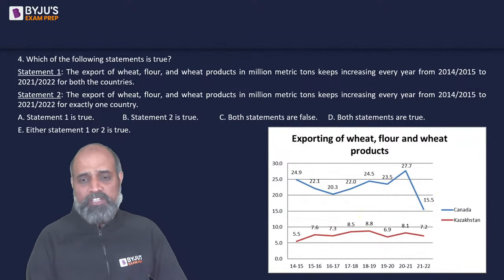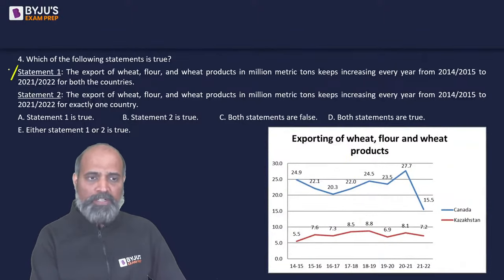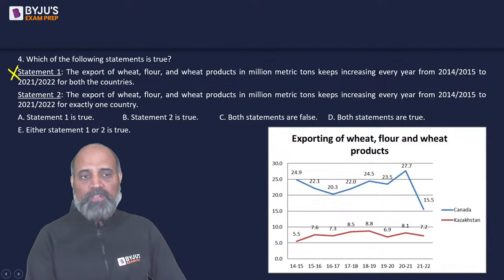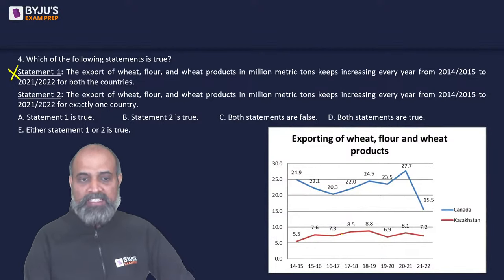नहीं, it did not keep on increasing. There was, वो ऊपर नीचे होते रहा है, तो statement 1 तो नहीं है. True. The second says the export of wheat flour and wheat products in millions metric tons keeps increasing every year from 2014-15 to 2021-22 for exactly one country.